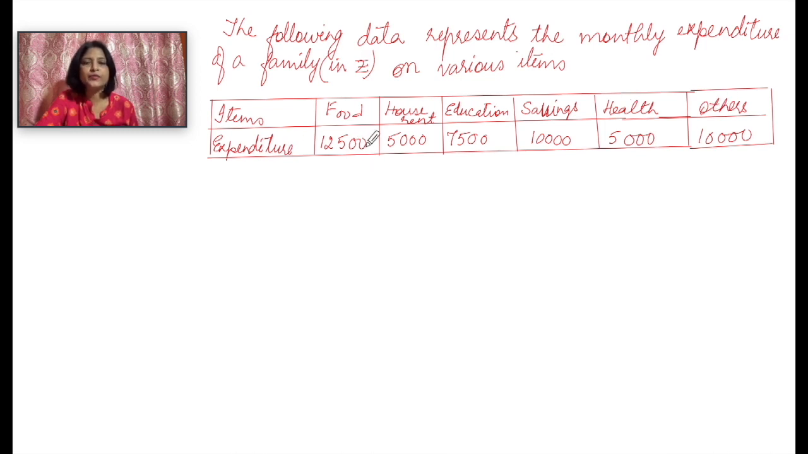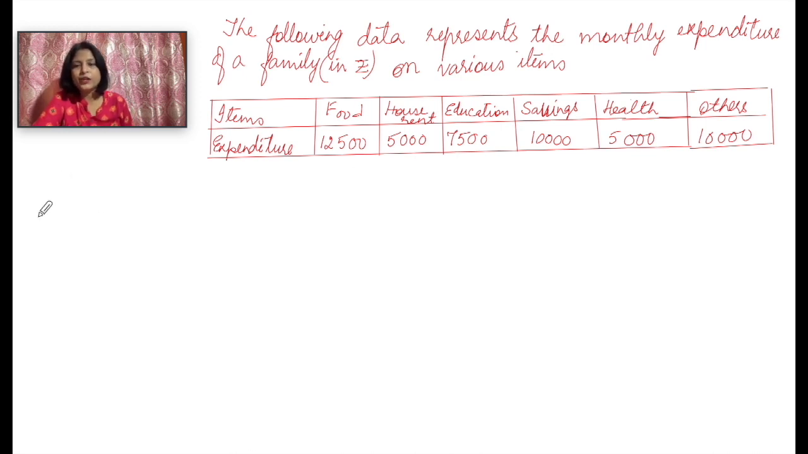Expenditure 12,500, 5,000, 7,500, 10,000, 5,000 and 10,000. So you can see that for food the expenditure is 12,500, for house rent it is 5,000 and so on. So we need to represent this in a pie chart. Now before I draw the pie chart, I must convert these information in terms of angle at the center of a circle, that is angle for each sector.